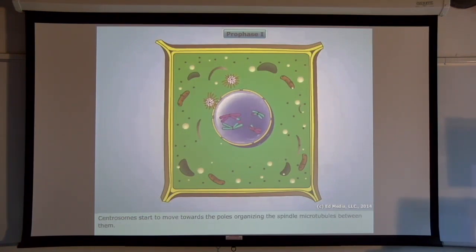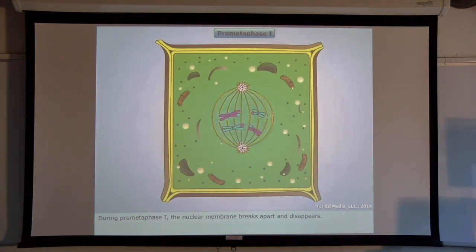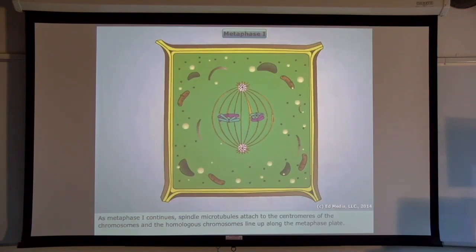The centrosomes start to move towards the poles, organizing the spindle microtubules between them. So those are centrioles again. During prometaphase 1, the nuclear membrane breaks apart and disappears. As metaphase 1 continues, spindle microtubules attach to the centromeres of the chromosomes, and the homologous chromosomes line up along the metaphase plate. Notice there's more than we saw in mitosis. Anaphase 1 begins with the contraction of spindle microtubules, which separates the homologous chromosomes.